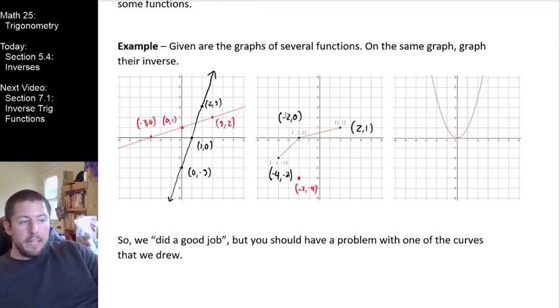I can swap -2, 0 to get 0, -2. And I know it used to be that there was a straight line between those 2 points, so I'm heavily anticipating a straight line between these 2 points as well. Next up, I've got the point 2, 1. I'm going to swap that to get 1, 2. And what I'm seeing here is there was a straight line between -2, 0 and 2, 1, so there should be a straight line between 0, -2 and 1, 2.